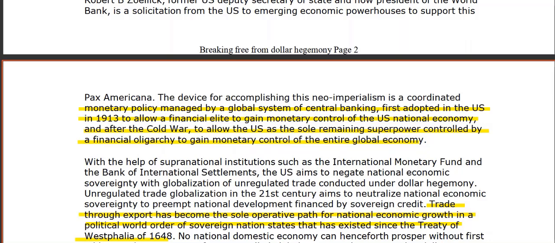After the Cold War, to allow the U.S., as the sole remaining superpower controlled by a financial oligarchy, to gain monetary control over the entire globe. Boom.